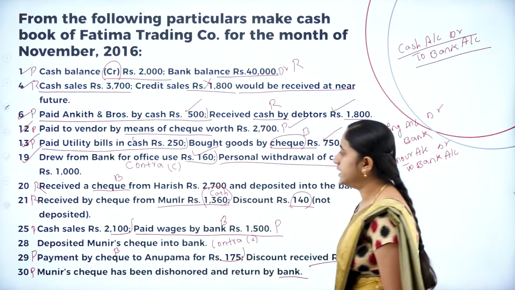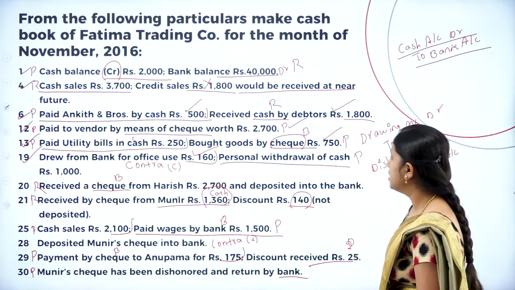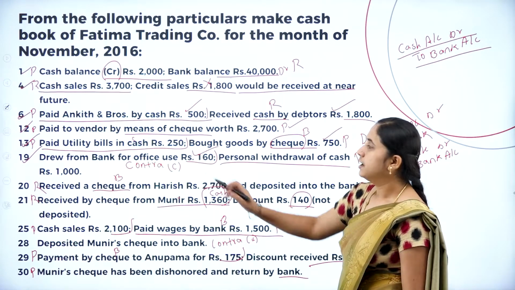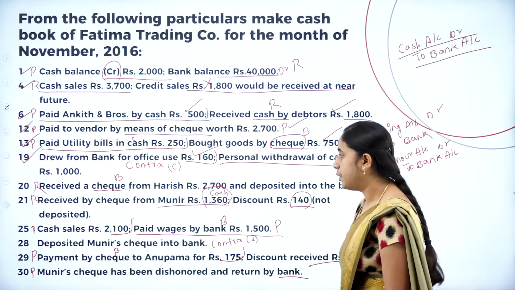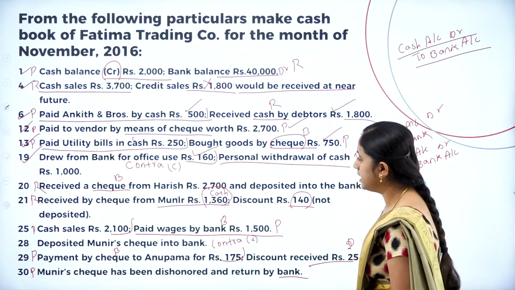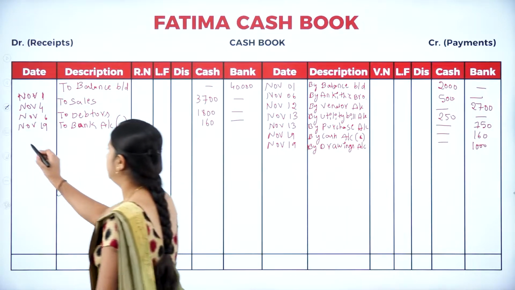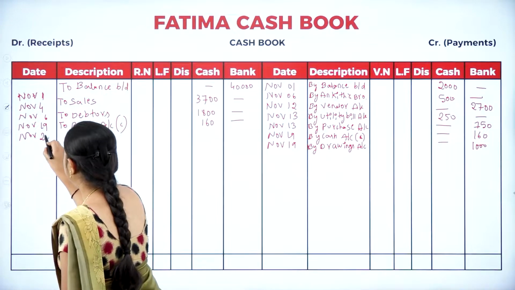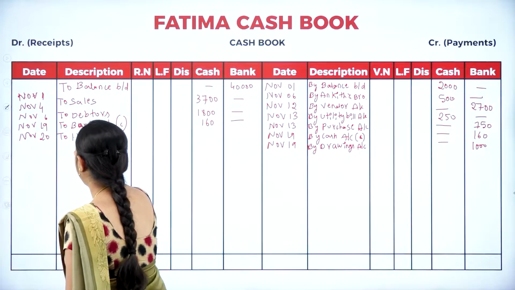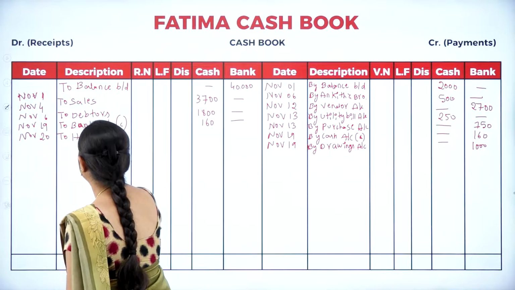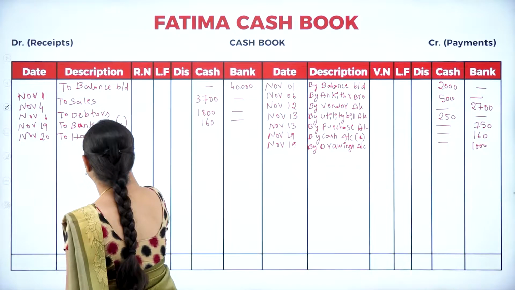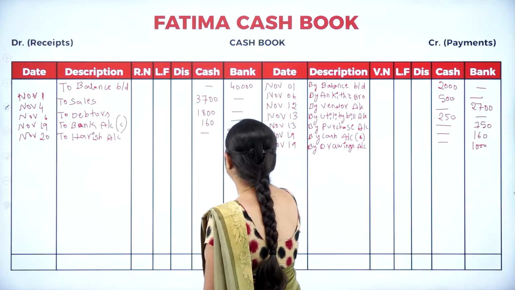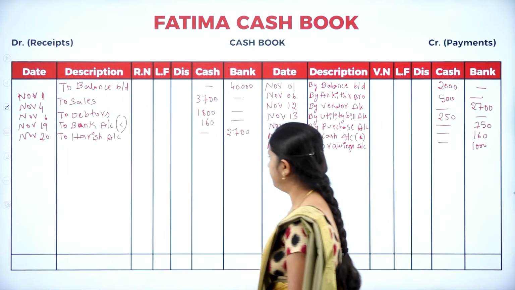So next, 20th, received a check from Harish 2700 and deposited into bank. So receipt side, to Harish account, amount in bank column 2700. November 20th, to Harish account 2700, amount in bank column 2700.